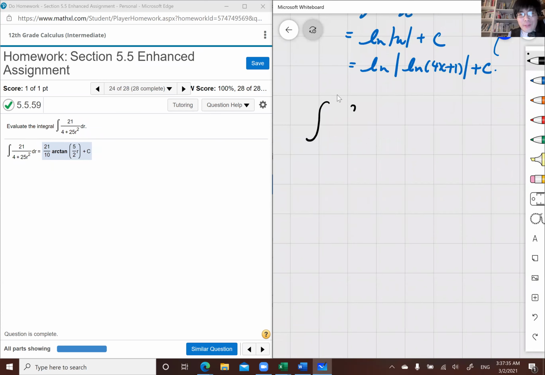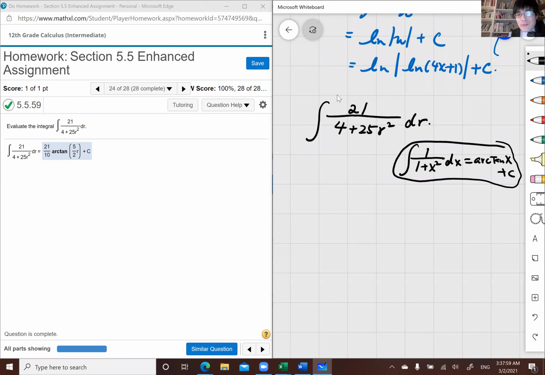Next one is a hard one. 21 over 4 plus 25 r squared dr. One formula is that the integral of this is equal to the arctangent of x. So this is the formula that we are interested in using. Unfortunately, we don't have a similar structure, number over number plus x squared, but there are slight differences here.